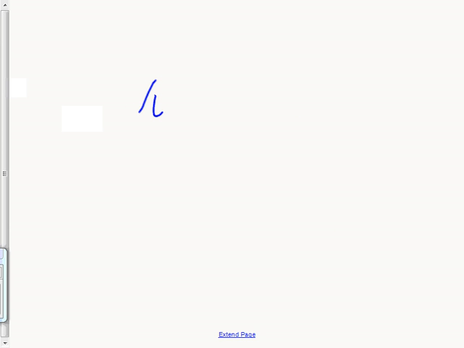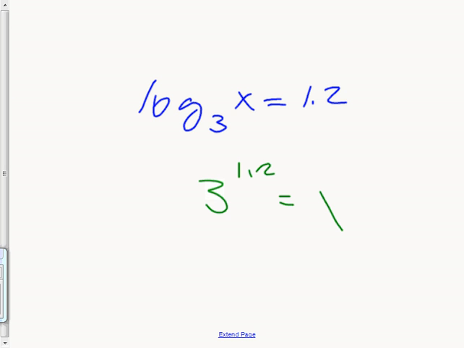Log 3x. There's no such thing as log 3x. What do you mean? Log base 3 of x. Yep, 3 to the 1.2 equals x. That's the rewrite of it. Yep.